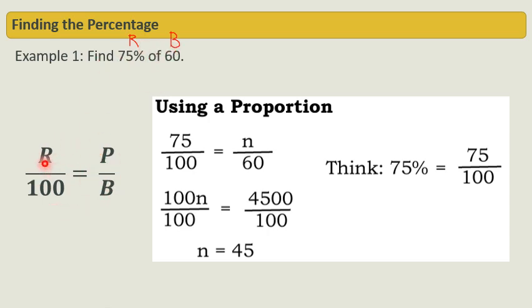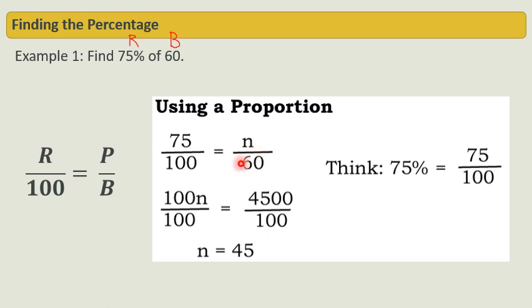So, ang R natin is 75. Hindi na natin kailangan lagyan ng percent kasi naka-over 100 na naman siya. So, 75. Yung P natin, wala naman dito. Yun ang hinahanap. Lagyan natin siya ng N. And yung base natin, yung B natin is yung 60. So, yan. Napalitan na natin yung formula. Okay, ngayon, tulad ng proportion natin, we have to cross-multiply.